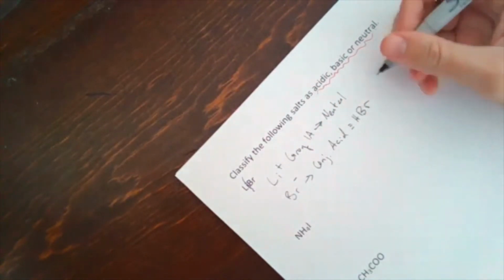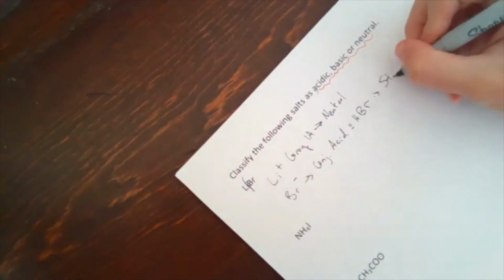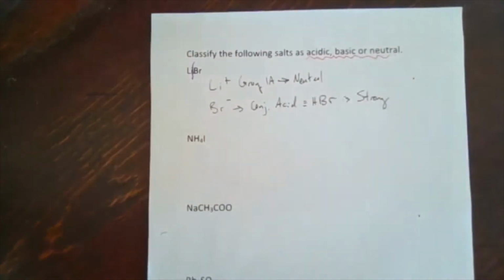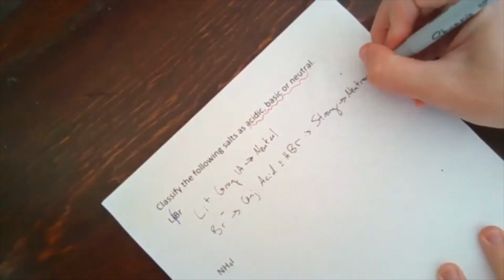So in this case, my conjugate acid is HBr. And HBr is strong. We have our list of 6 strong acids. HBr is on there. Hydrobromic acid is a strong acid. Because the conjugate acid is strong, that means Br minus, bromide, is not a base, right? In order for it to be a base, the conjugate would need to be a weak acid. But because HBr is strong, that means Br minus is neutral. So the lithium is neutral, the bromide is neutral. Overall, this salt is neutral.